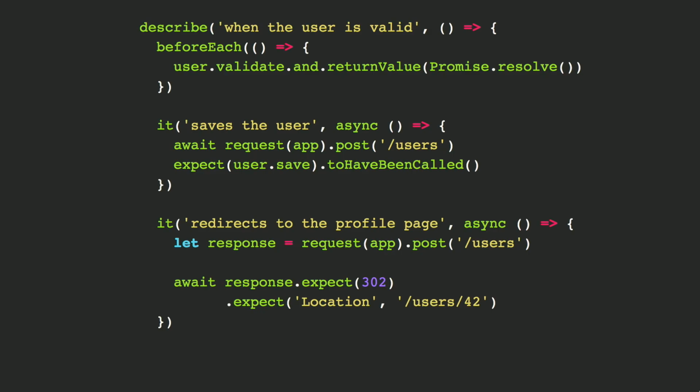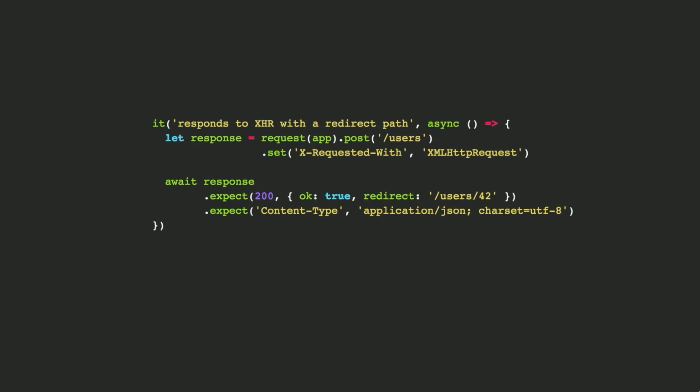So having set up that response, we can check that the user gets saved by checking that the user.save function gets called. And we can also check that it generates the right response, in this case a 302 redirect with the right location header to the user's profile. If we want to check an XHR request, all we need to do is add an extra header to our request to send the X-Requested-With header that tells the server that it's an XHR, and then check that we get a 200 response instead with some JSON data.